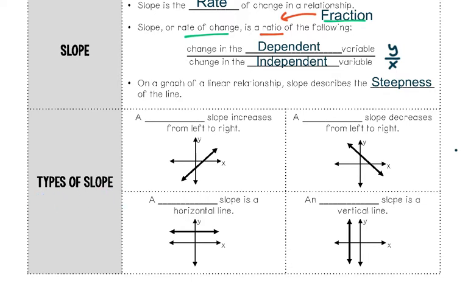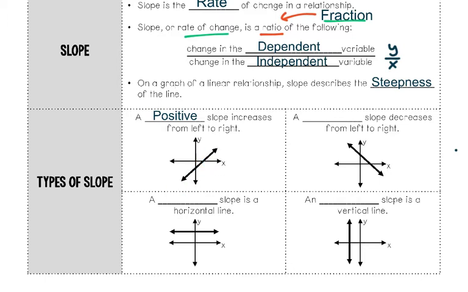There are four types of slope. These are the four types of slope. Let's start with the first one. It's the one we've already looked at. It's a positive slope. A positive slope increases as you move from left to right. So just like we read, we always move left to right. When I start on the left of my graph and I look to the right, the line is increasing.